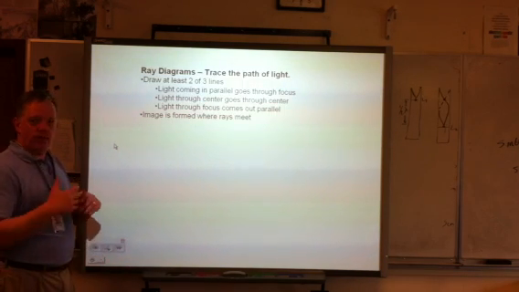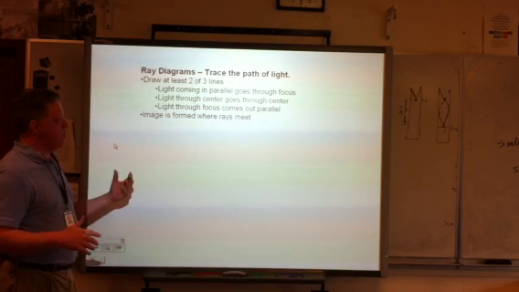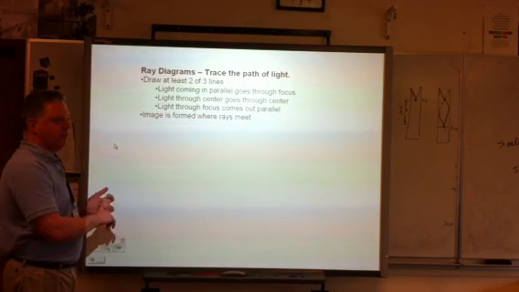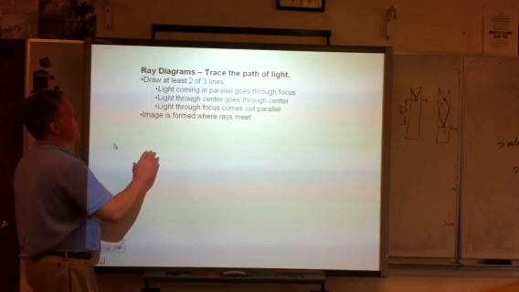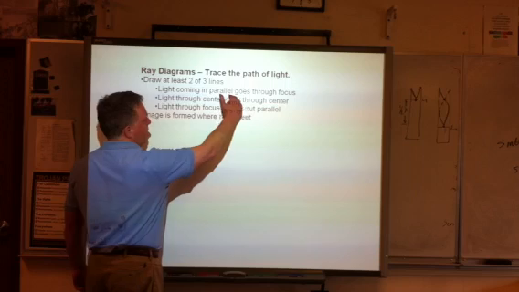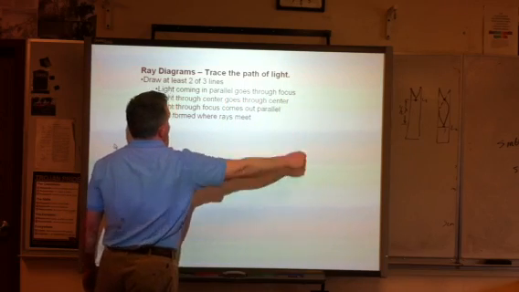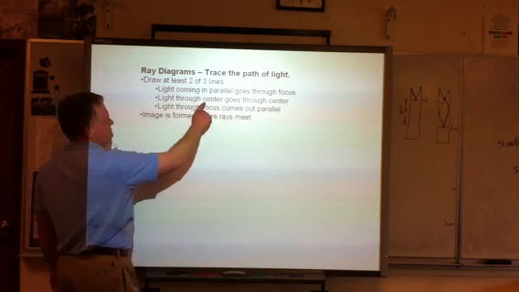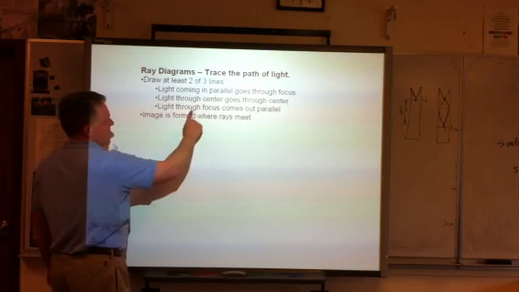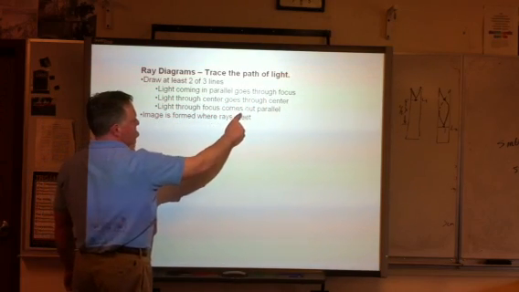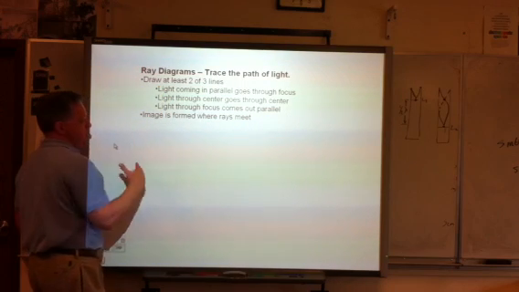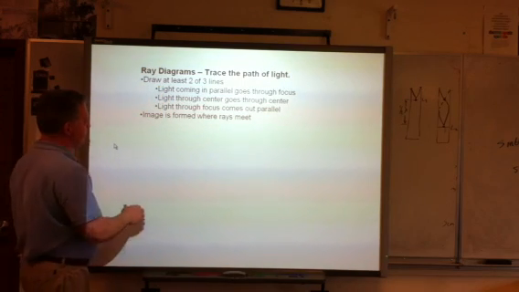Now, in order to find the images, we're going to do ray diagrams. That's where you trace the light, kind of like we traced the light for the plane mirror. For this, we're going to draw at least 2 of 3 lines. Light that comes in parallel, we already talked about that, goes through the focus. Light that goes through the center goes straight through the center, and light that goes through the focus comes out parallel. It works in reverse. It's the same as this first rule backward. And then the image is formed where the rays meet.